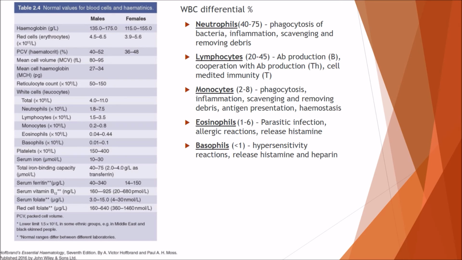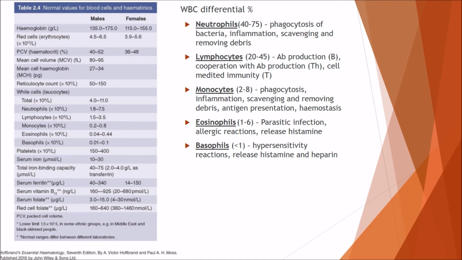Okay, so for your neutrophils, your normal percentage is usually around 40 to 75, and again, some of these values may change depending on what sort of resource you're using. Some might say 40 to 60, but for the sake of this, we're just generalising this to 40 to 75%. Okay, and neutrophils are specific for the phagocytosis of bacteria. They're involved in inflammation and scavenging and removing any debris within your circulatory system.